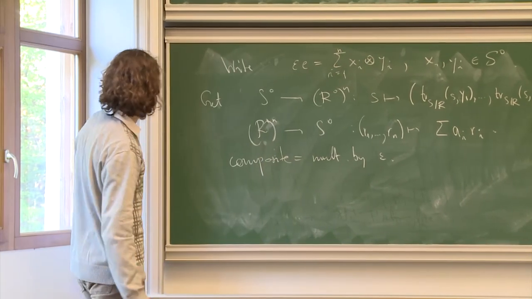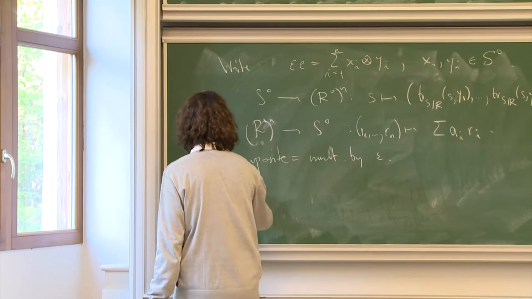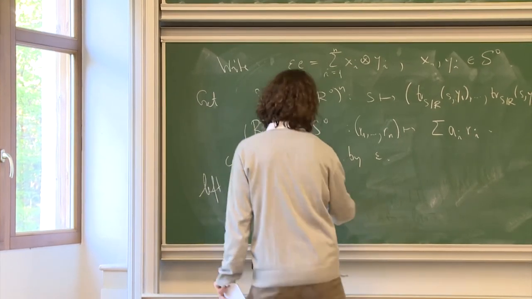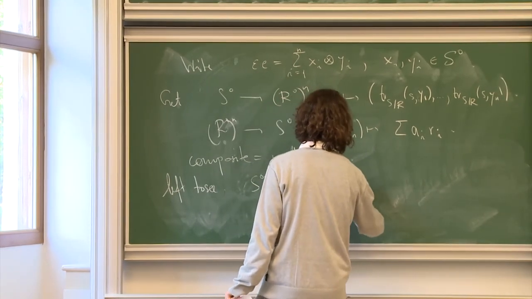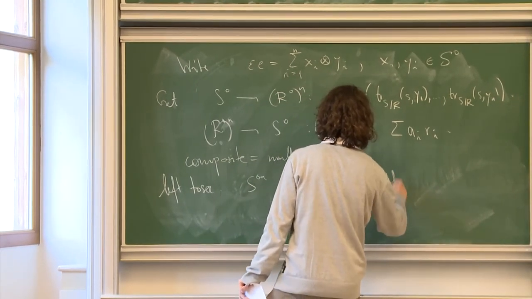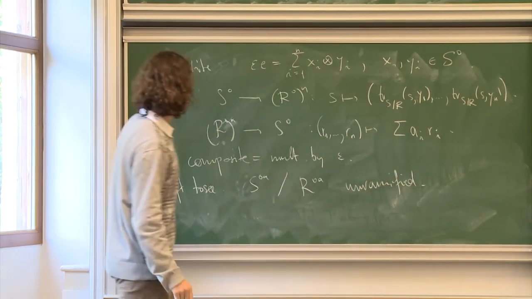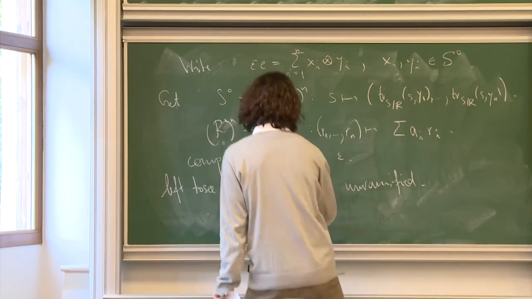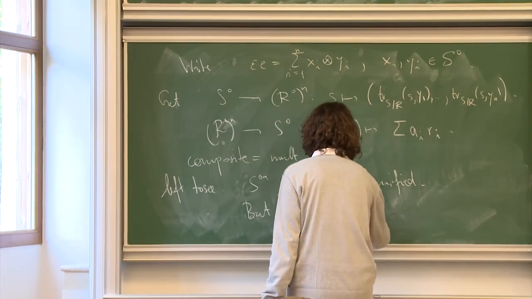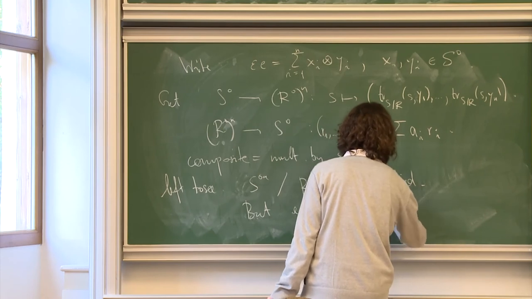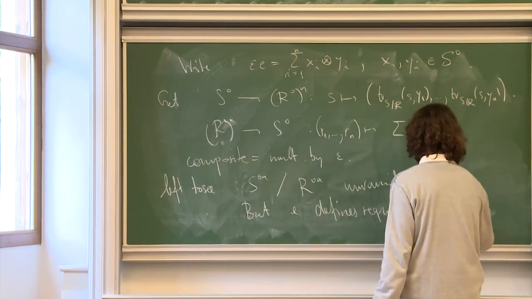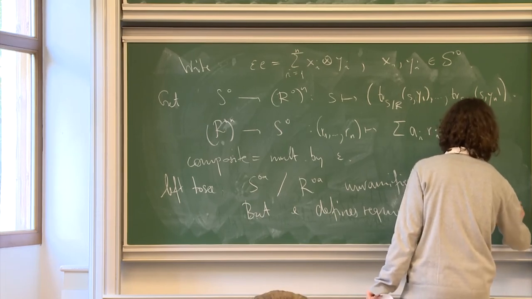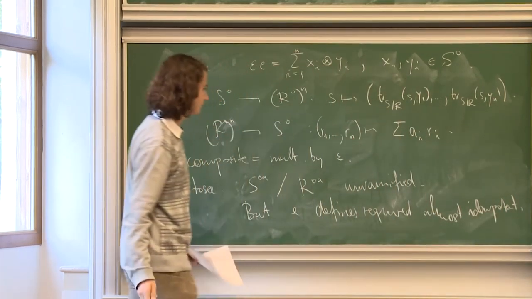And what's left to see is that S0A over R0A is unramified. But we have already seen that E defines the required almost idempotent. So here we are.